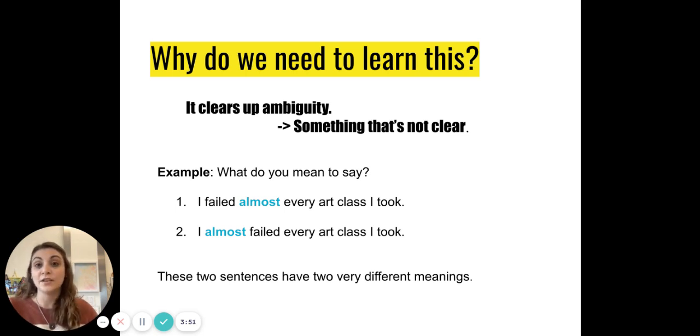In the first one, you failed a bunch of classes, right? Not all of them, but almost all of them. Maybe you failed 4 out of 5 of them, right? In the second sentence, you didn't fail any of them. Maybe you got by with straight D's because you almost failed, right? So just that one word where we move it in a sentence can change the meaning of the sentence. So be mindful of these modifiers and make sure that they go right next to the noun they modify.